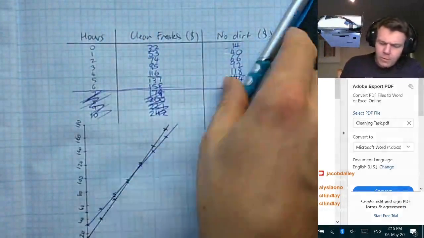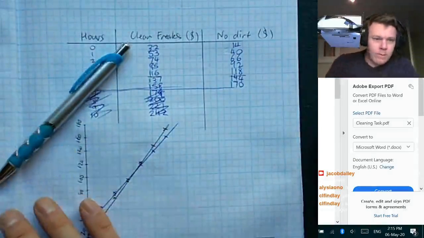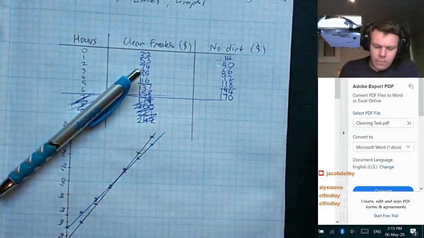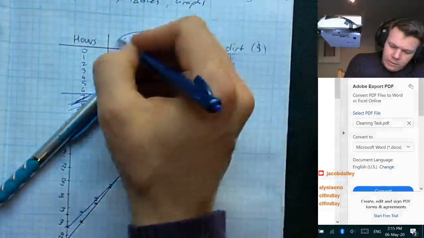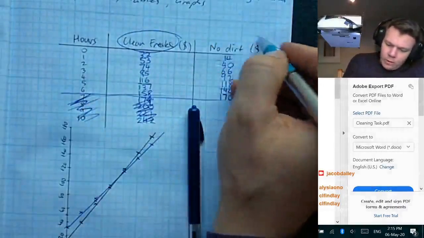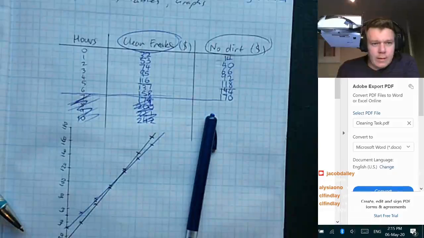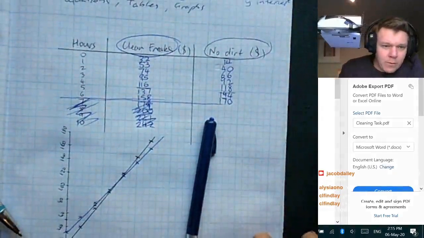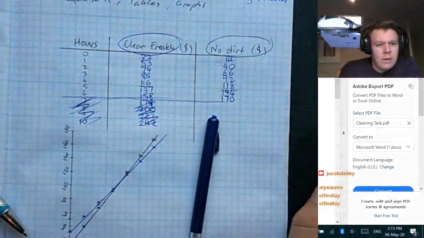A few of these marks I was a little inaccurate with. It's okay. Right, so that's our two cleaning companies. Clean Freaks is blue and No Dirt is black. I don't know if that's very visible. I should have used red pen actually. Oh well.